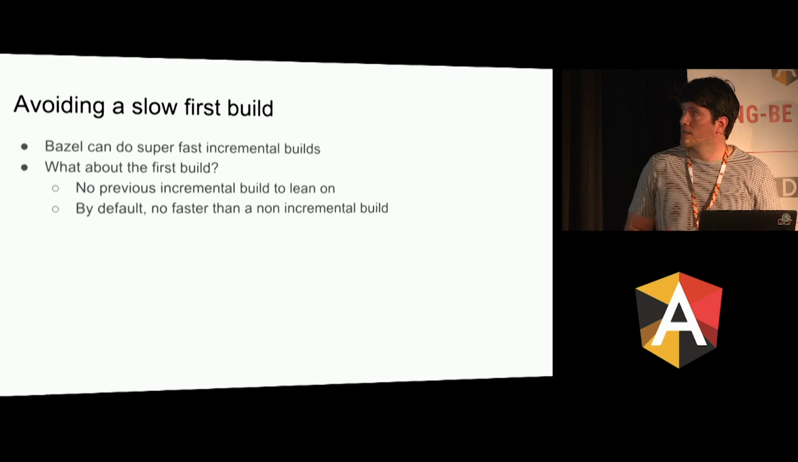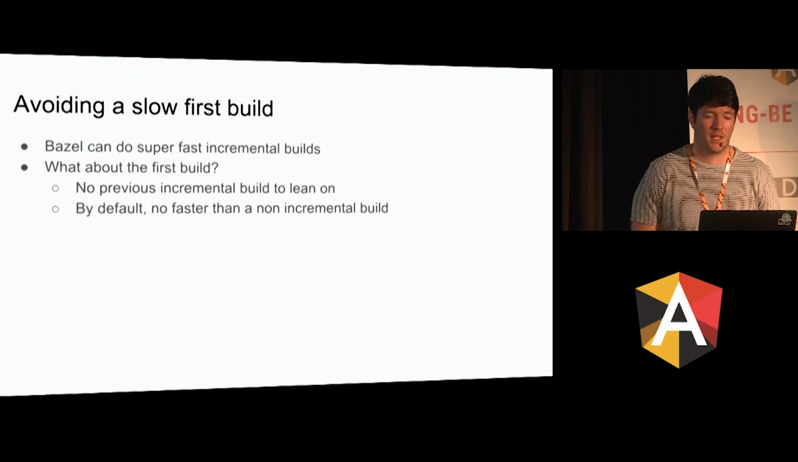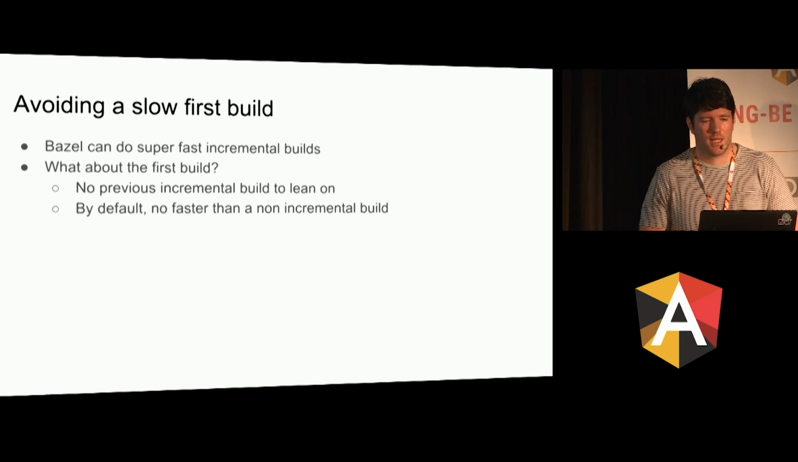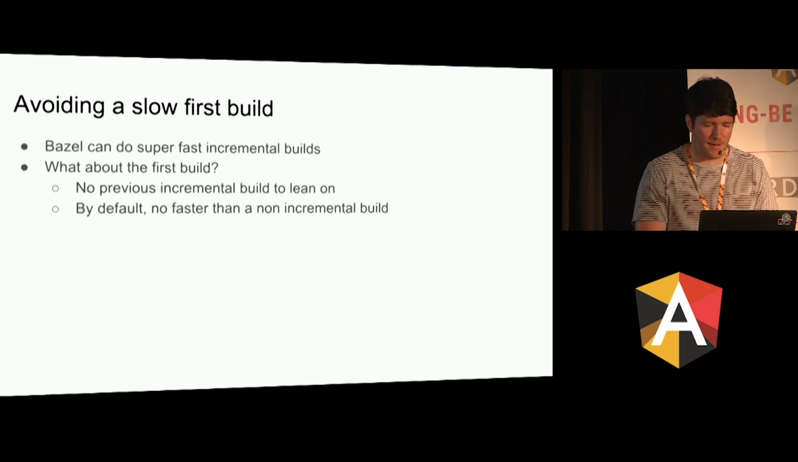Because when you're doing a build for the first time, there's no previous incremental build to lean on, right? The increment is the entire source code. So how can you make sure that that is fast? By default, Bazel will not be any faster than a non-incremental build in that scenario, and that might be disappointing to some of you, but luckily there's a way to get around that, or at least mitigate the slowness of the first build.